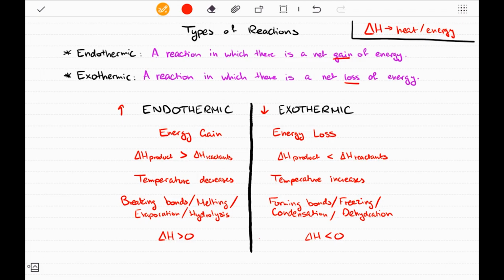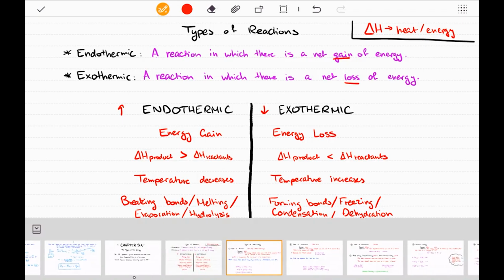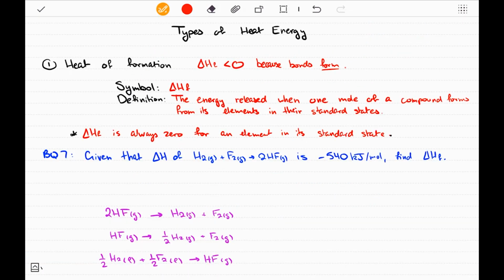So now that we've talked about endothermic versus exothermic, I'm going to start talking about the actual different types of heat energy, because the way heat energy works is that it depends on whether it's endothermic or exothermic. So the first one, and this is the most important one, 90% of questions about definitions will come from this one, is the heat of formation.